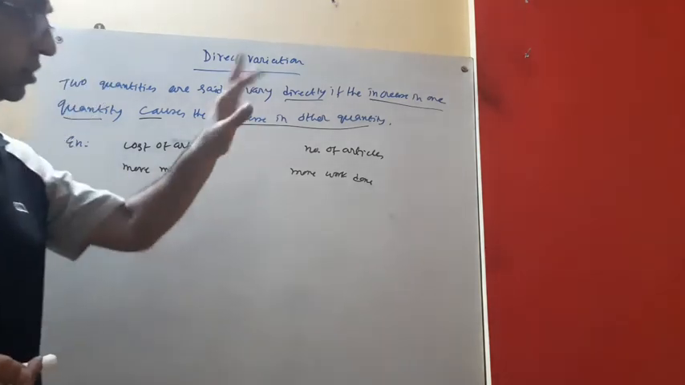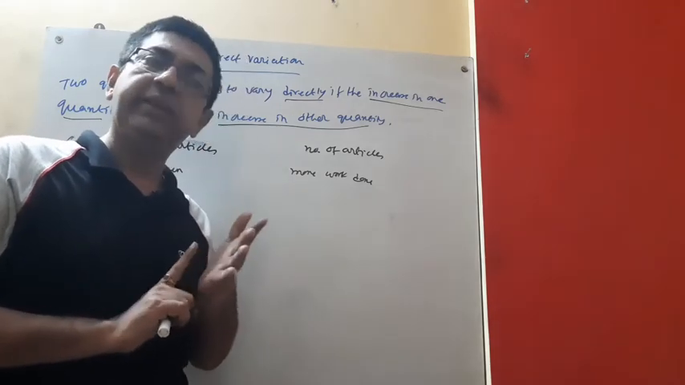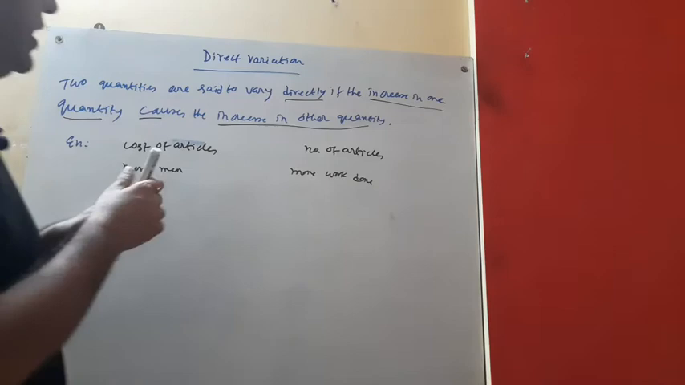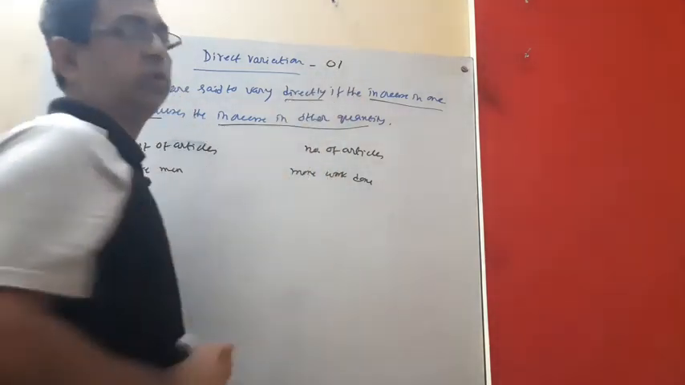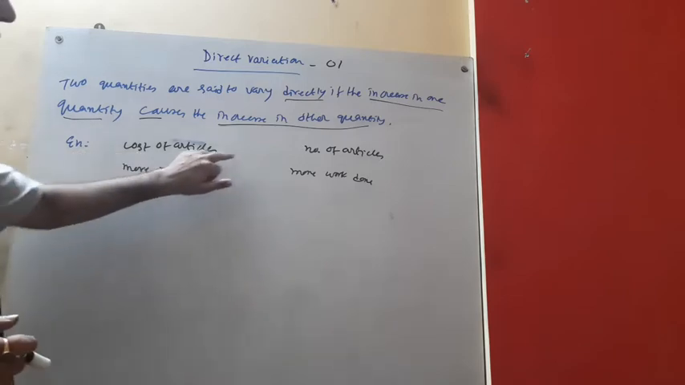So that is called variation, but there are two types of variation. One is direct variation, another is inverse variation or indirect variation. Today I will discuss direct variation. This is a class for direct variation. Okay. Now suppose an example, cost of article and number of articles.